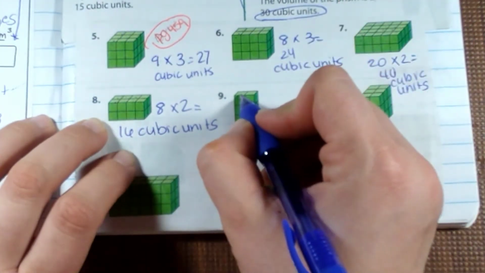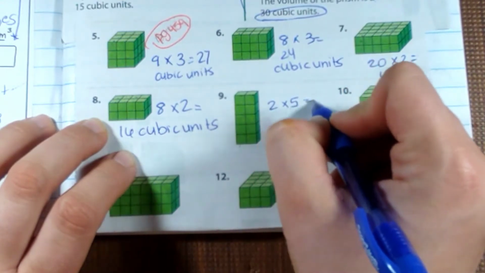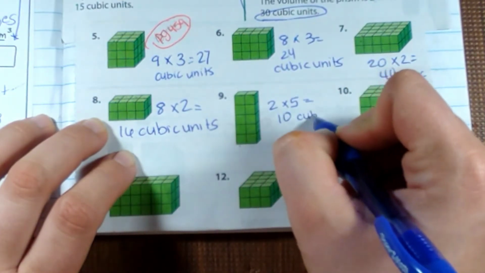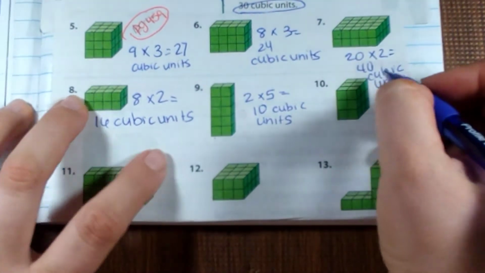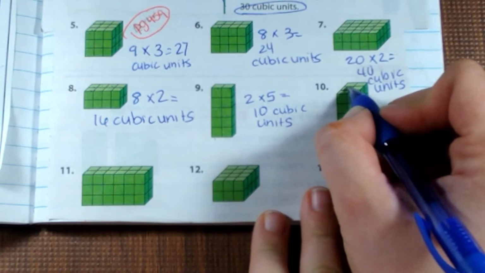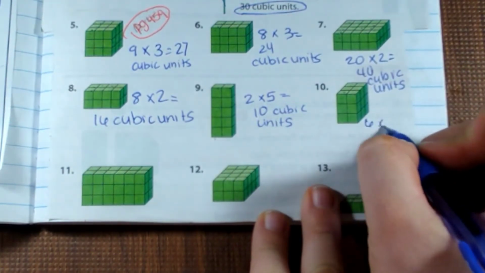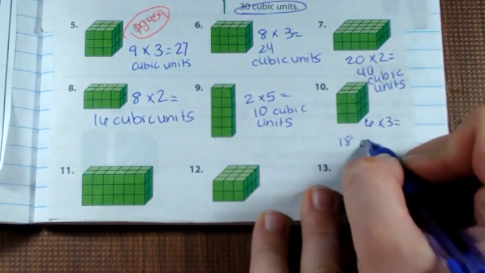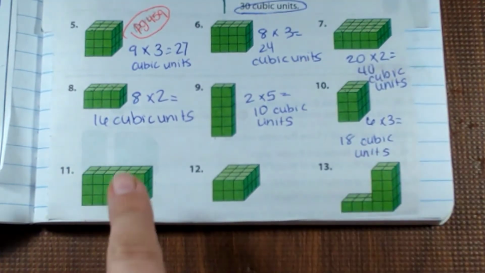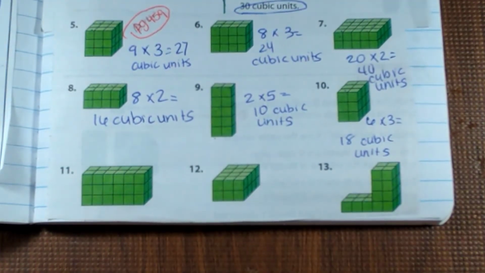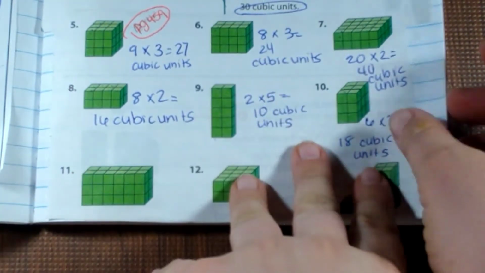My next one is 2. I have 1, 2, 3, 4, 5 layers. So that's 10 cubic units. This one here we have 1, 2, 3, 4, 5, 6, and 1, 2, 3 layers. And we have 18 cubic units. I would like you to try 11, 12, and 13 on your own to see if you understand it before moving on to the next part of this video.